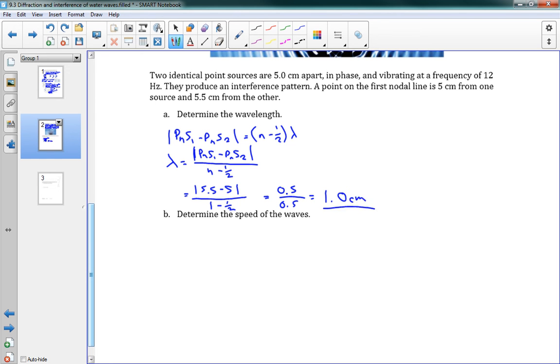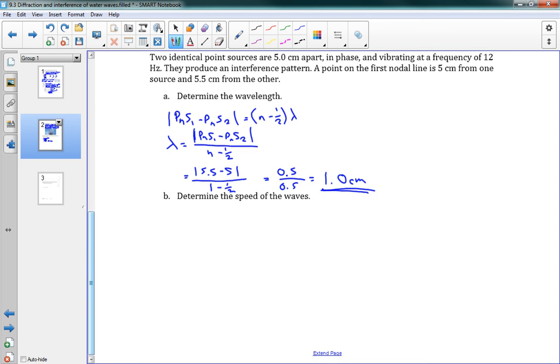is centimeters. Notice I didn't worry too much about converting my units into meters or that sort of thing, because it all cancels out. So if all my distances are in centimeters, I had the sources are 5 centimeters apart, the distances are 5 centimeters and 5.5, means that my final answer is going to be in centimeters as well.